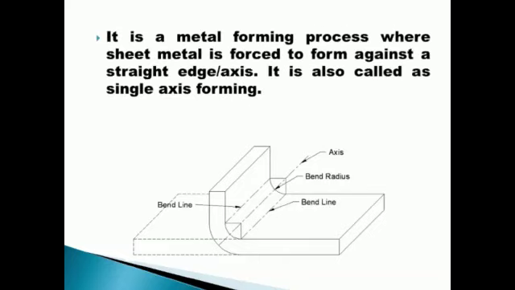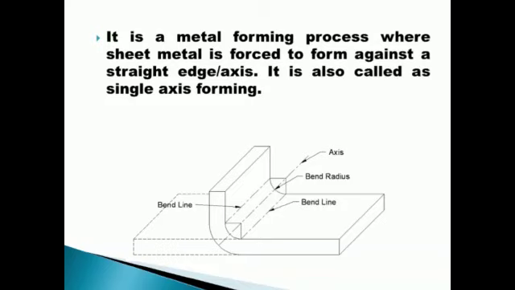Bending is a metal forming process, and most importantly, bending always happens on a fixed axis. In this figure, you can see the axis is an imaginary straight line which shows how the surface is being bent vertically, horizontally, or longitudinally.